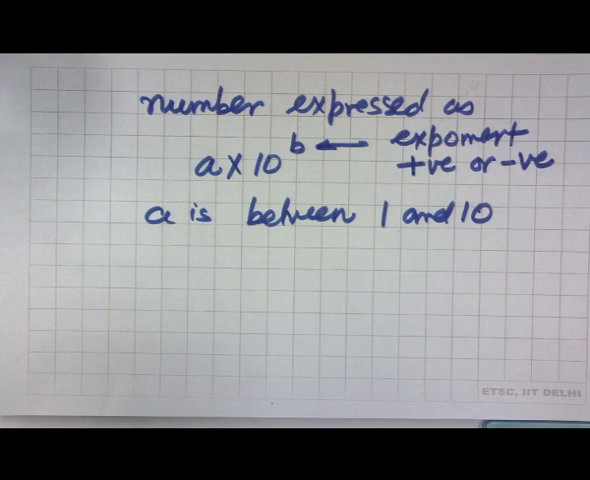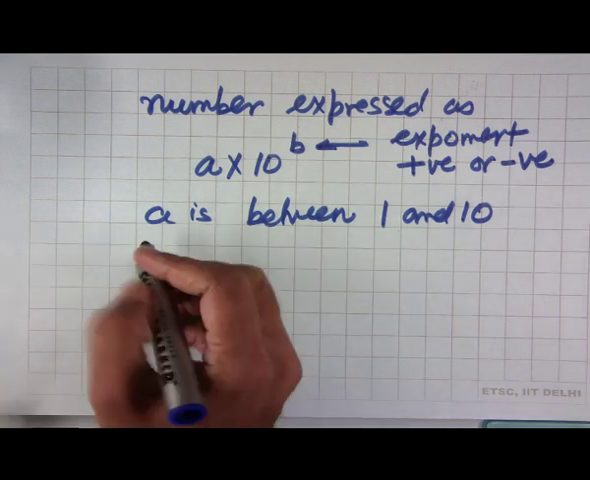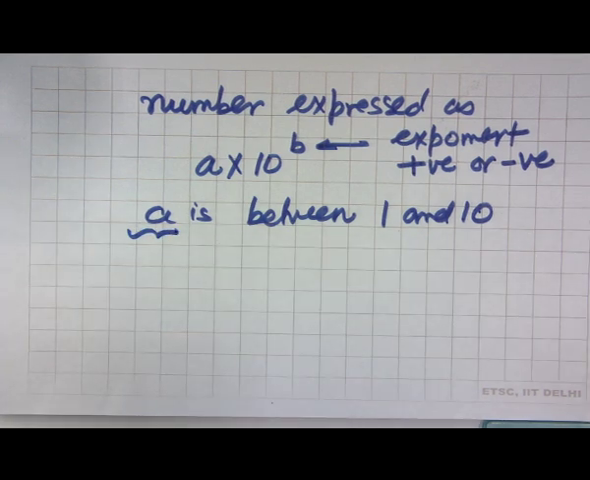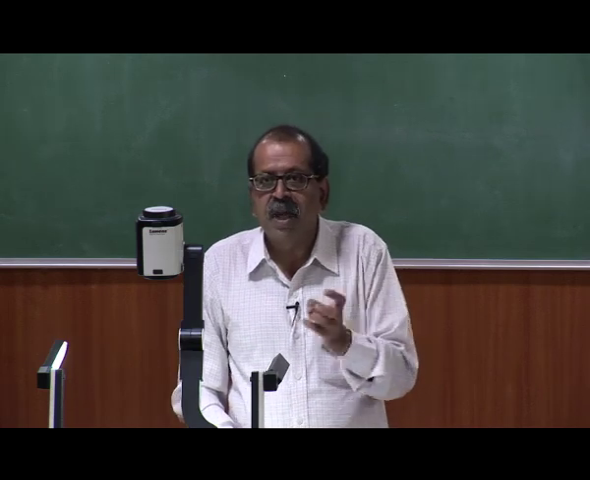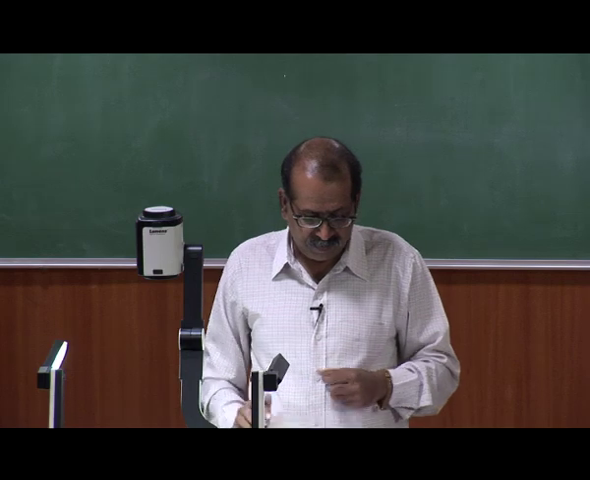So, b is an exponent, and then whatever is the number of significant digits in a will be the number of significant digits in that number. So, this way then the ambiguity is resolved.